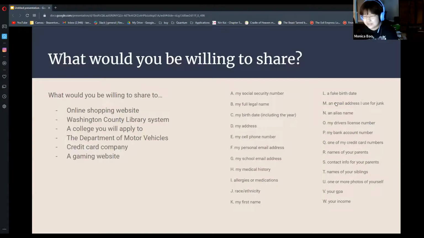A fake birthday is pretty good because you don't need a real birthday if you want to shop, but most shopping websites expect that of you.